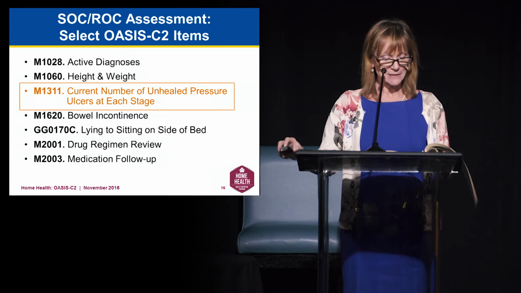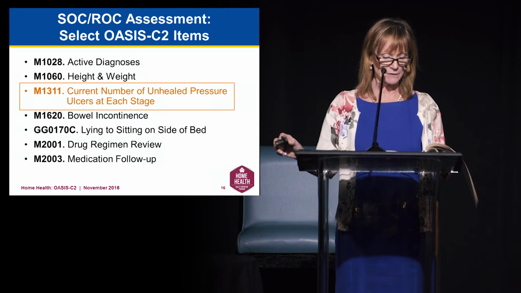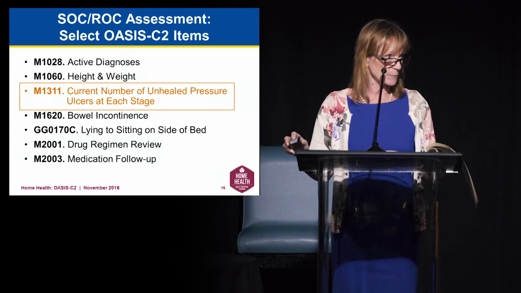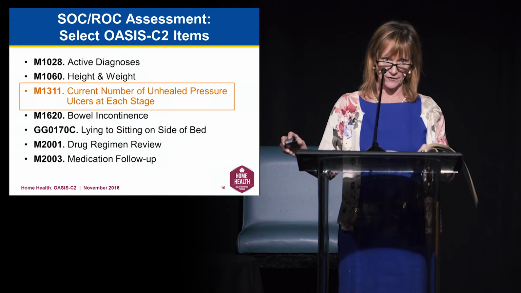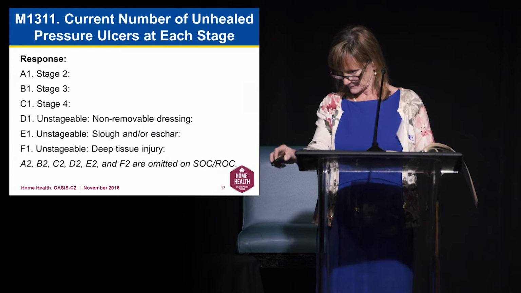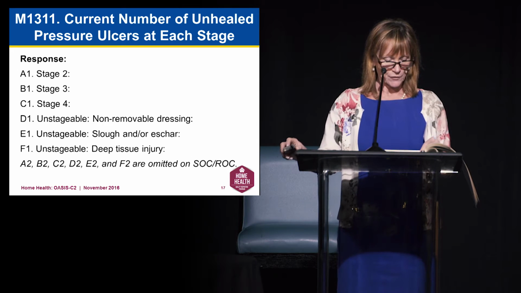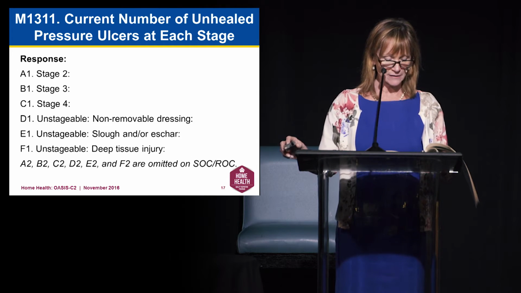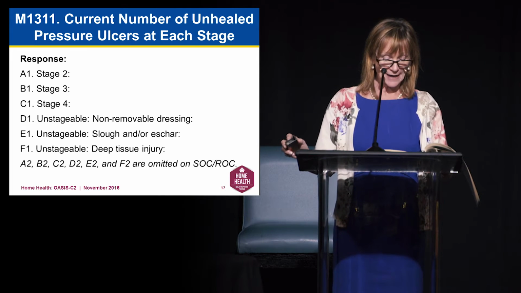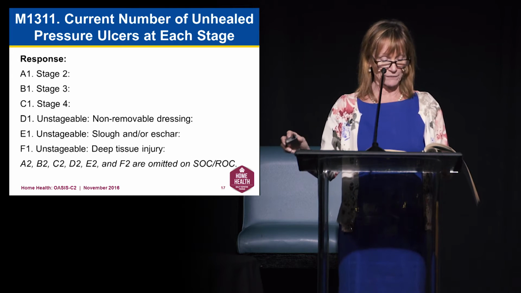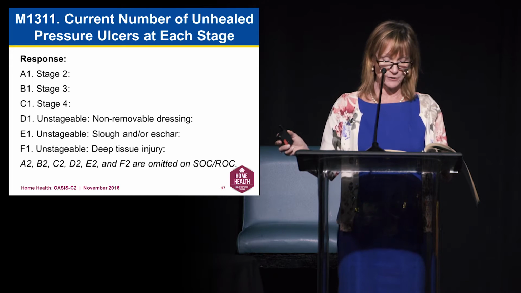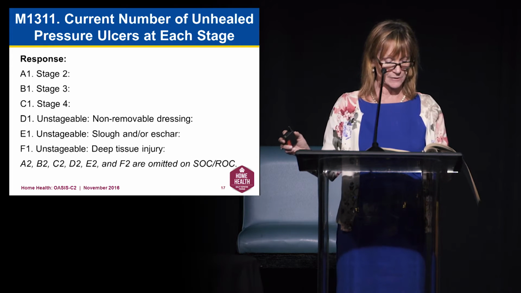So the next item is M1311, the current number of unhealed pressure ulcers at each stage. And we will not be doing the polling for this. We will be doing just a show of hands, so please raise your hands as we go through this. As we know, M1311 has six sections for the ROC. A1 through F1 need to be addressed, and we do not address A2 through F2 on the start of care ROC assessment.